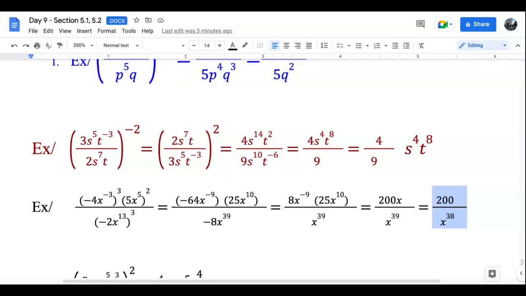Okay, so for a question like this, apply the outside exponents first. Anyone has any questions?